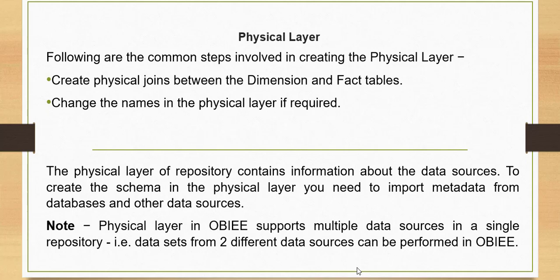The physical layer of a repository contains information about the data source. To create the schema in the physical layer, you need to import metadata from the database and other data sources. Note: the physical layer in OBIEE supports multiple data sources in a single repository. For example, data sets from two different data sources can be joined in OBIEE.